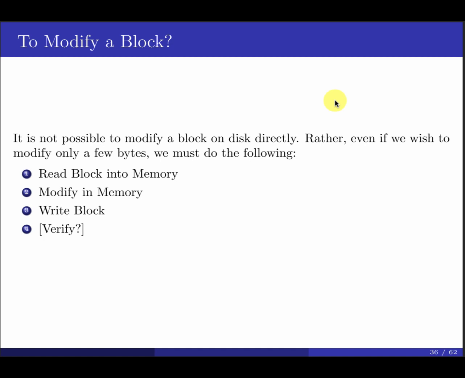So I have to fetch this one, reading it into main memory. So you have to read this from the disk into the buffer. Then after that, modify it in the memory buffer, whatever operation you're going to perform here. Then after that, you need to write it back. There's the cost. Then if you want to verify, there's another cost involved in this operation.